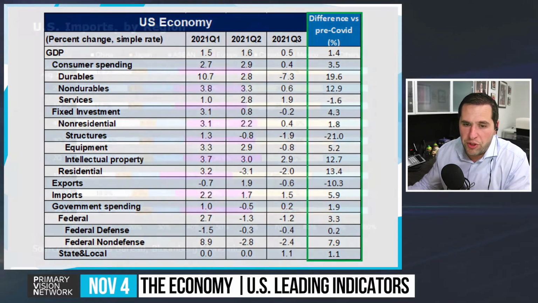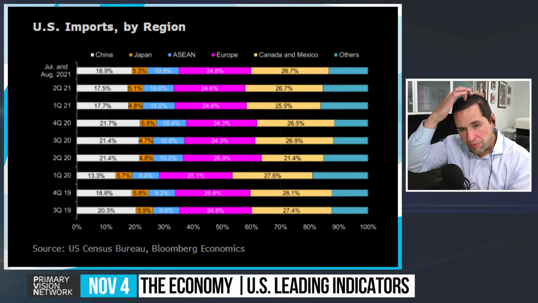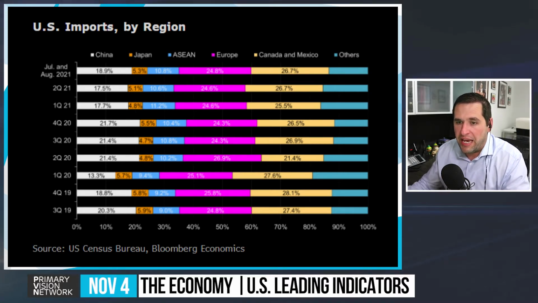So then when we look at U.S. imports, I think this is important to see where it is coming from, because when you look at July and August, about 19% from China, just over 5% from Japan, 11% from ASEAN, 25% from Europe, Canada, Mexico.